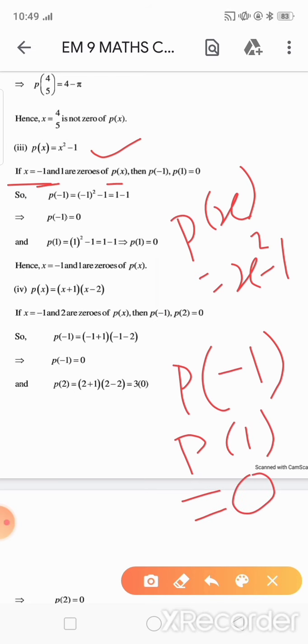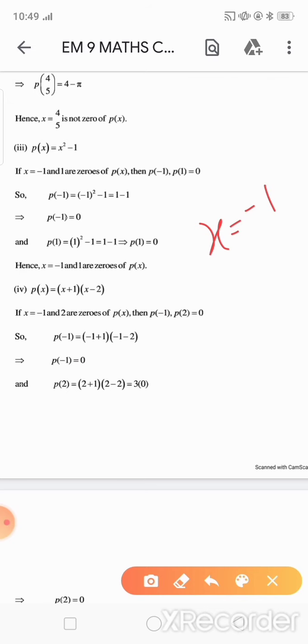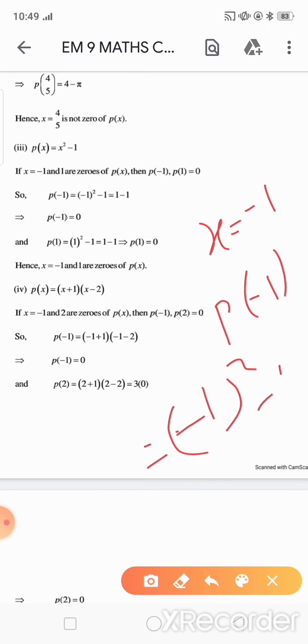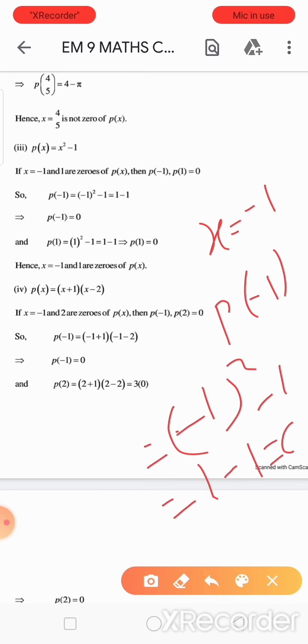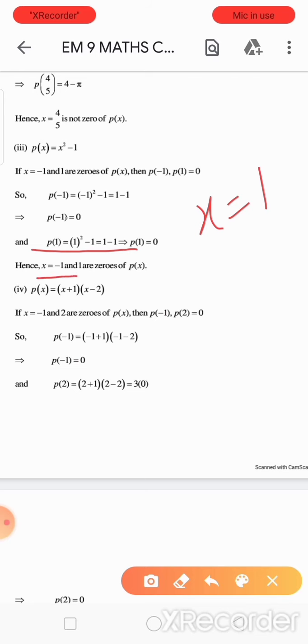We should get the answer 0. For that, first we substitute the value x equal to minus 1 in our polynomial. So p of minus 1 is equal to minus 1 square minus 1, which means 1 minus 1 equal to 0. So for the value of x equal to minus 1 our polynomial is 0. Next we solve for the value of x equal to 1. Substituting the value 1 in our polynomial, we get p of 1 is equal to 1 square minus 1, which means 1 minus 1 equal to 0. So we say x equal to minus 1 and 1 are zeros of our polynomial.